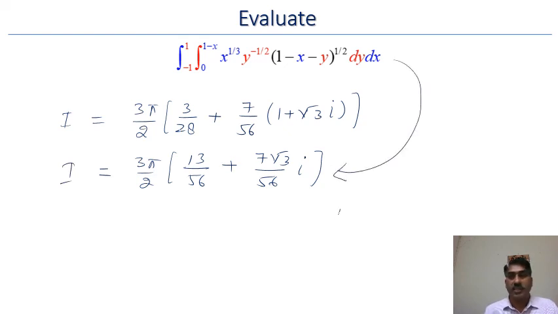This is the actual value. Now the value of the integral depends upon the need. Suppose the integral represents evaluation of some real integral on some surface, and that cannot have an imaginary value, then 3 pi by 2 into 13 by 56 will become its real value. And if the integral may include imaginary numbers, then this is the actual evaluation of the integral.